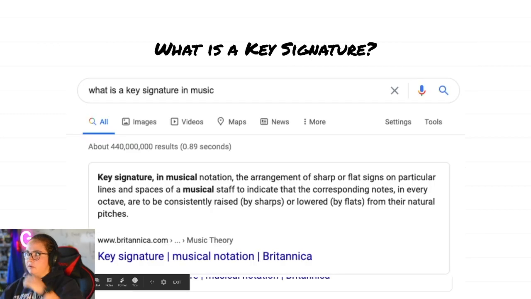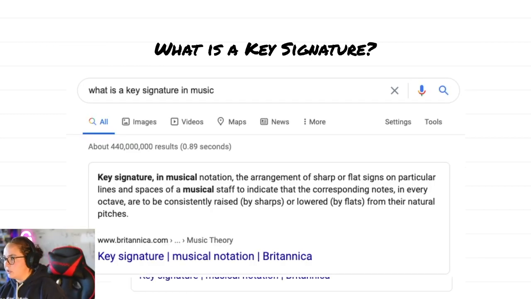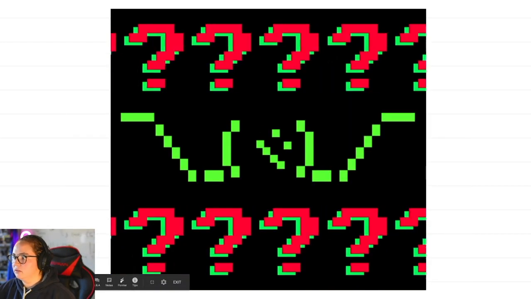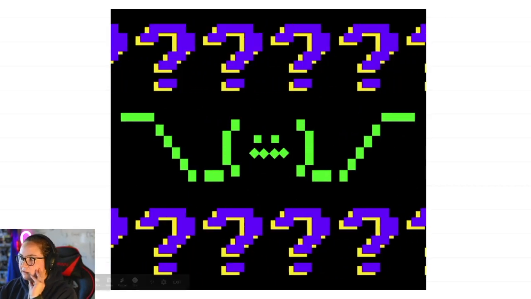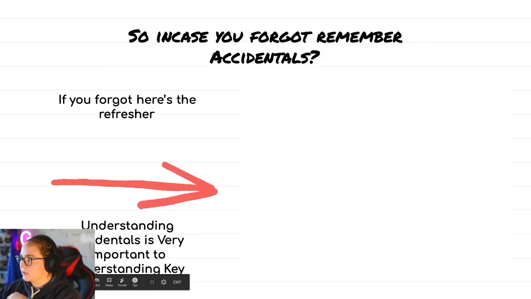And when we look up what a key signature is, if I just type "what is a key signature in music" into Google, it's going to say: key signature, musical notation, the arrangement of sharps, flats, particular line space, musical staff. Okay, cool. Now, like, wait, what? Right, and this is how a lot of you look at me, like, I'm so confused, what the heck does that even mean? So, let's go ahead and break that down.